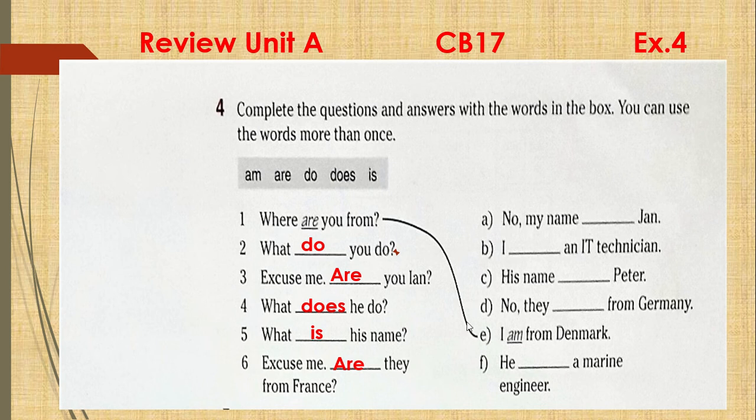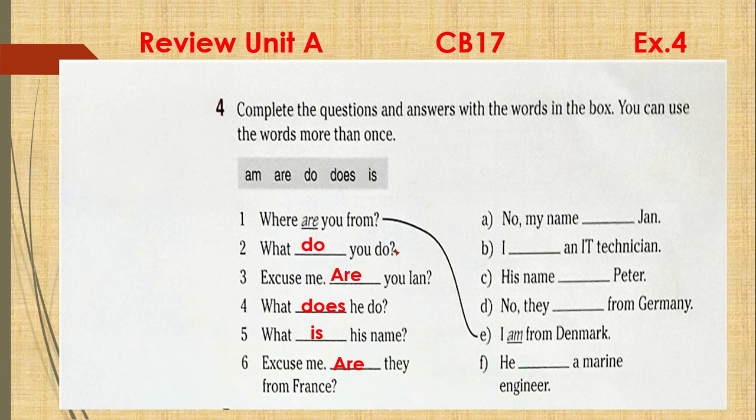Good. Now you're going to do the same with the sentences here. A, no, my name, space, Jan. B, I, space, an IT technician. C, his name, space, Peter. D, no, they, space, from Germany. E is answered, I am from Denmark. F, he, space, a marine engineer. Okay, as usual, pause the video and come back later for the check.